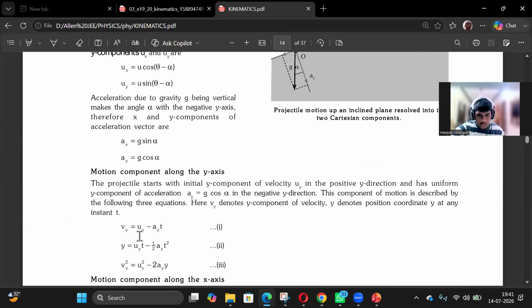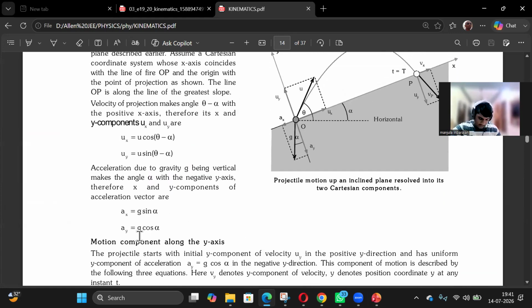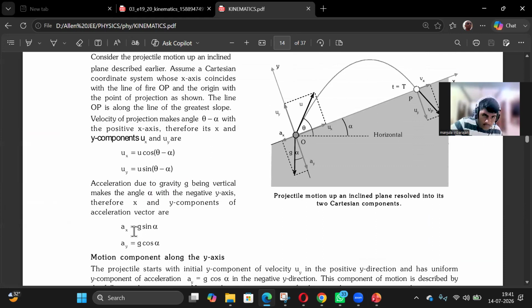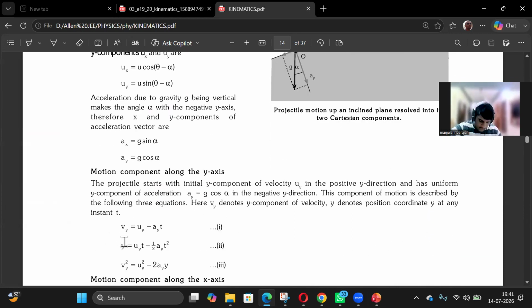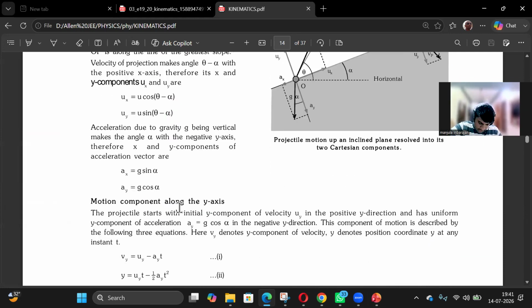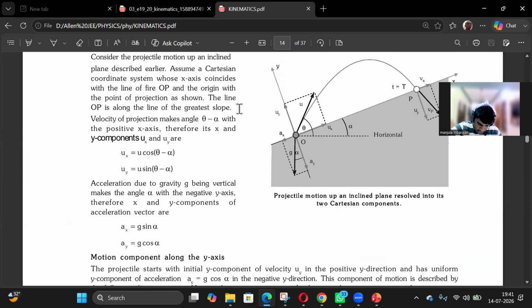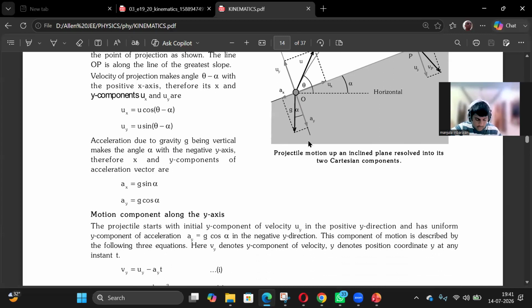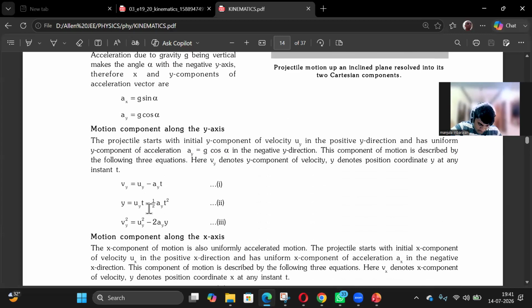So, vertical motion, here vertical means y motion. Instead of calling it vertical, we call it y motion. v equals u plus at, and a is negative because speed is going to decrease along the y direction, since the force is along the downward direction. And here this ay is positive, which is g cos alpha.